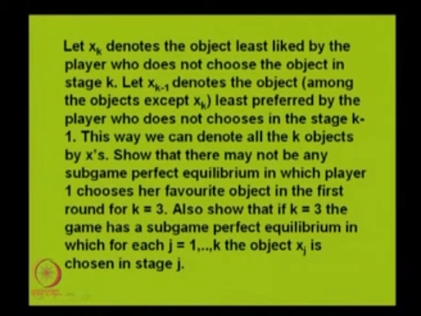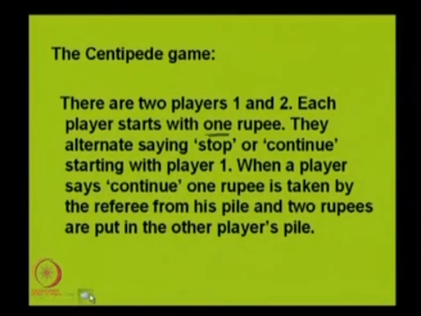Show that there may not be any subgame perfect equilibrium in which player 1 chooses her favorite object in the first round for k equal to 3. Also show that if k is equal to 3, the game has a subgame perfect equilibrium in which, for each j going from 1 to k, the object xj is chosen in stage j. So, it is quite a long question.